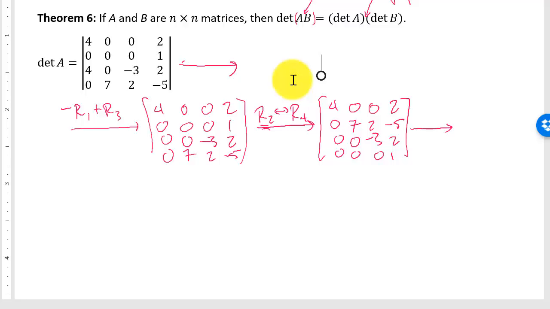Well, I don't know if we need to do one more operation. I was going to multiply the first row by -1/2, but we don't need to do that because it looks like we have an upper triangular matrix already. So what did we do to get here? Let's call this matrix B, and then how did we get to matrix B?